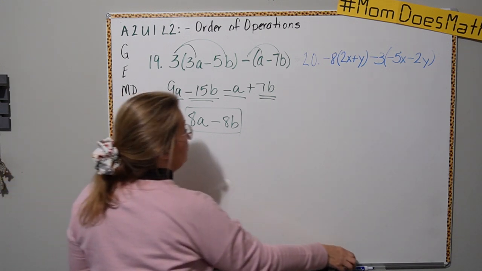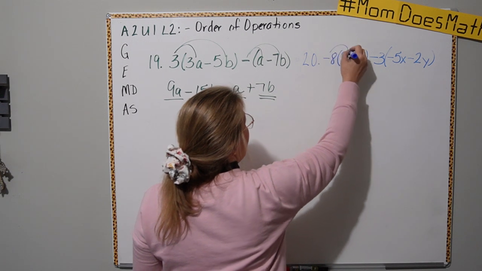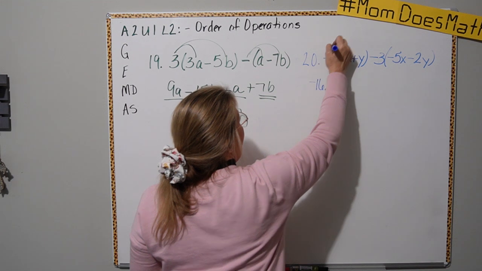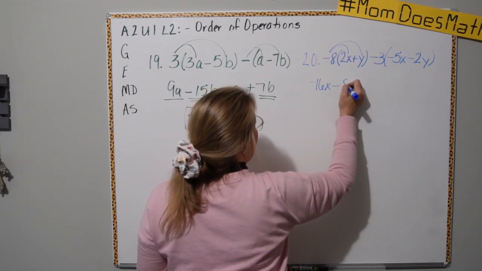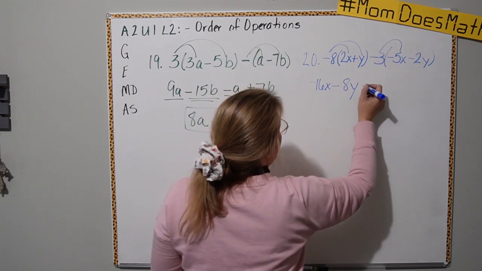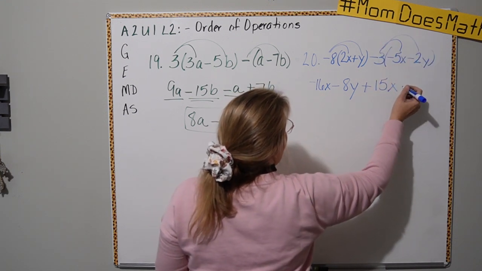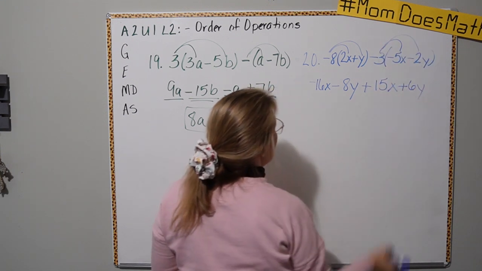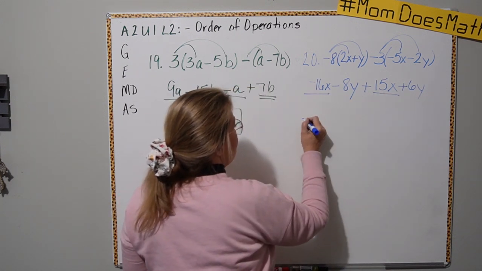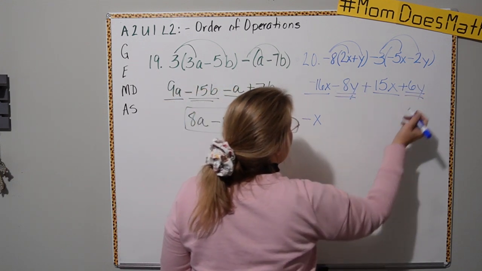All right, on our next one, same thing. We've got to get rid of the parentheses by distributing, so just watch your negatives. Negative 8 times 2x is negative 16x, and negative 8 times positive y gives you negative 8y, or minus 8y. All right, minus 3 times minus 5x gives you plus 15x, and minus 3 times minus 2y gives you plus 6y. So let's combine. Negative 16x plus 15x is negative 1x, or just negative x, minus 8y plus 6y gives you minus 2y.